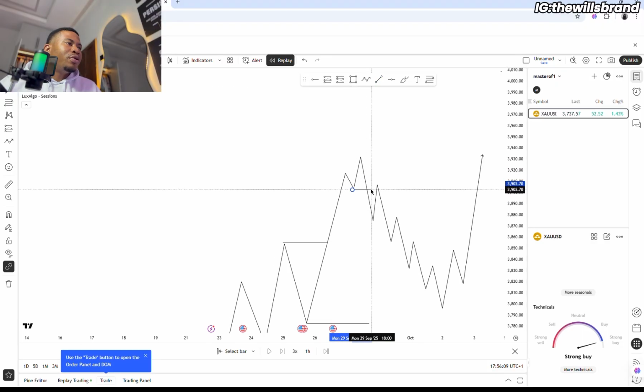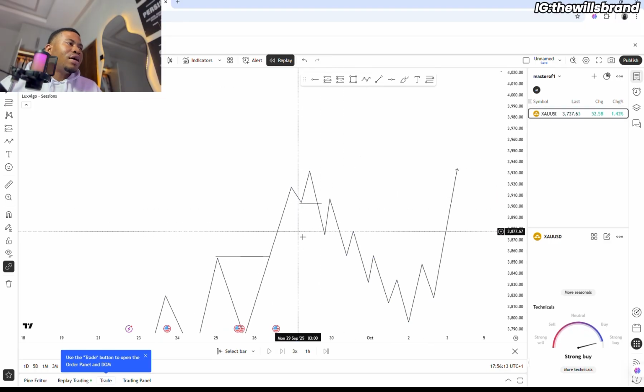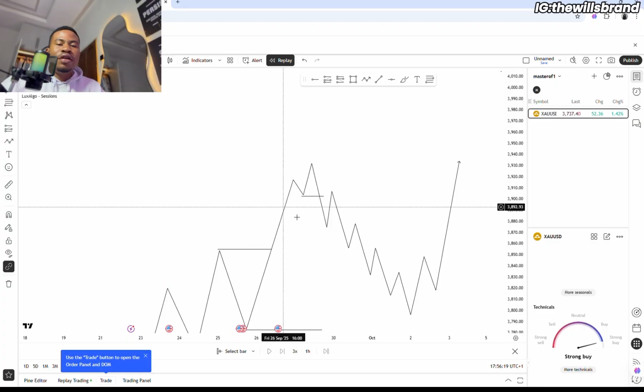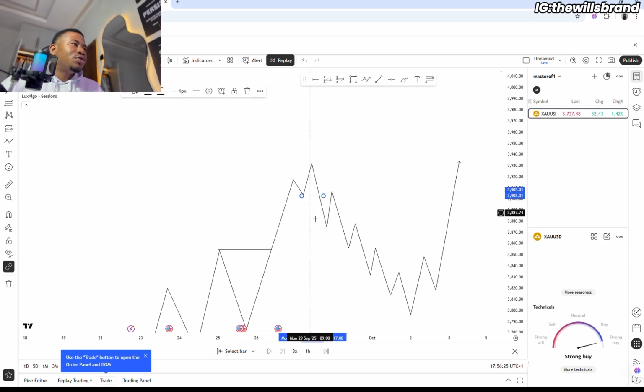That's what a lot of people don't know. They mistake this change of character. They just mark swing lows and swing highs randomly. They don't know there's actually a cause and effect for everything that happens in the market. That's why they will tell you to understand the story behind every price.